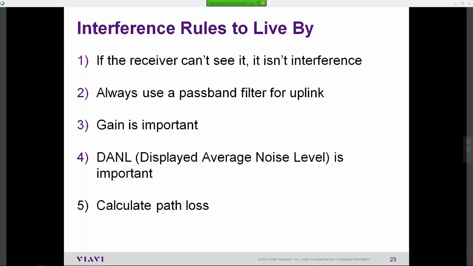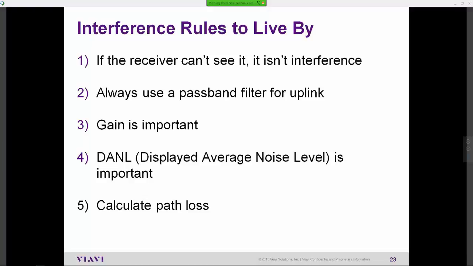Gain is important. Gain can come from a variety of things. The antenna itself, and we have slides that otherwise convey this, this gain increases your efficiency in finding interference further away. DANL, displayed average noise level, is important. This gets back to that noise figure test equipment, and there's actually a specification published for every spectrum analyzer manufacturer where they'll give you specific settings of the spectrum analyzer and what is the displayed average noise level, meaning how many dB is it above Boltzmann's constant with those settings.